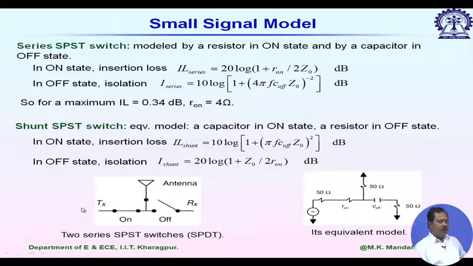At millimeter wave frequencies or even at microwave frequencies, if nothing is specified, it is a 50 ohm system. On the left hand side it is represented by a 50 ohm source, and the right hand side is also represented by a 50 ohm load. Antenna input impedance when matched is also 50 ohm.